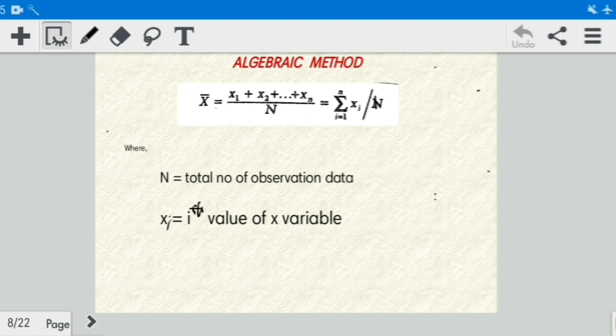Format of the algebraic method formula. The easiest format is summation x by n. Here n is the total number of observation data and x is the value of the x variable.